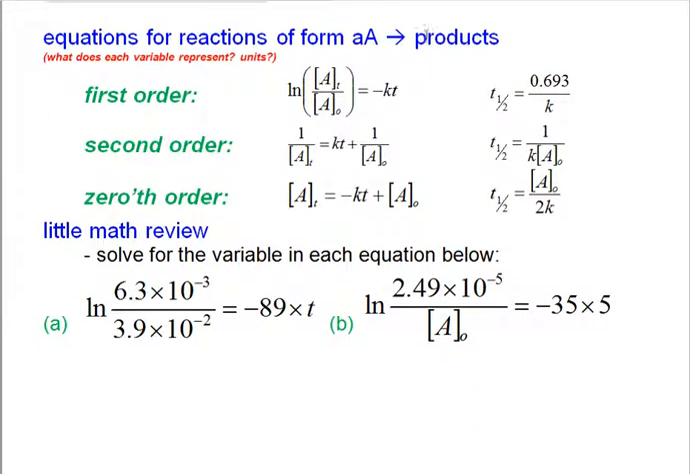So what we're talking about are reactions that are of this form right here. It's pretty much something reacting with itself or just decomposing, but it's very insightful. These reactions can be first order, second order, or zeroth order.